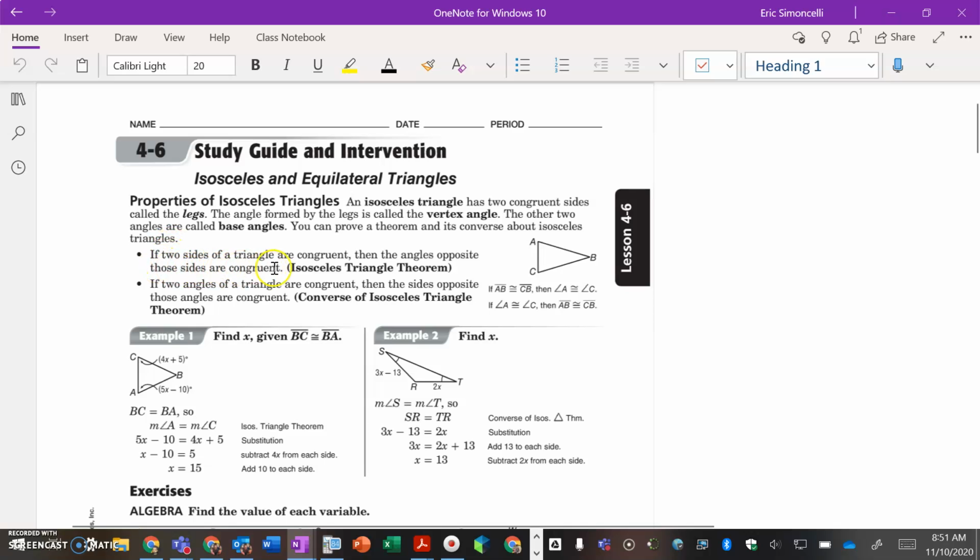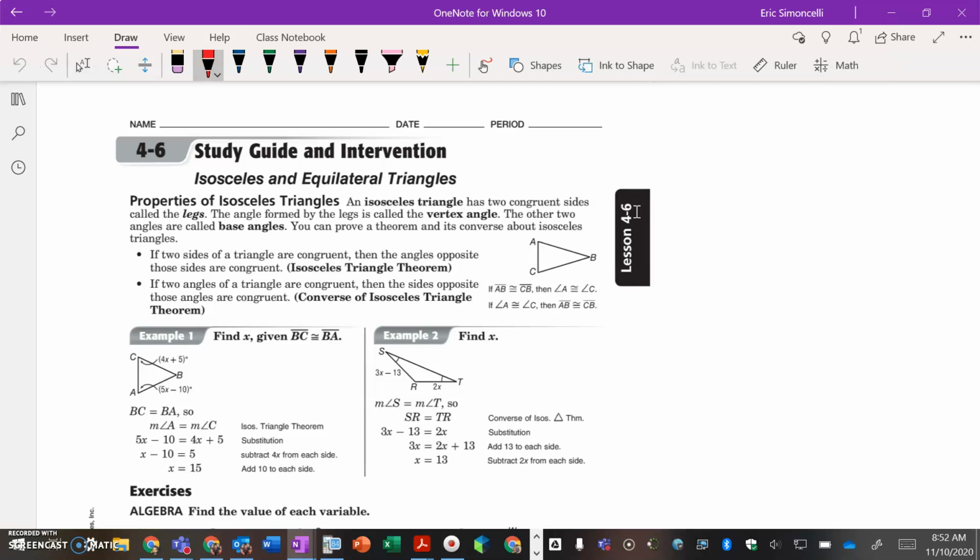If two sides of a triangle are congruent, then the angles opposite those sides are congruent. This is called the isosceles triangle theorem. And it is also true that in this particular picture, if we designate that AB is congruent to CB, and we mark the picture as such, then we can argue that the angles opposite those sides, angle A and angle C, are also congruent. But again, it's the hypothesis of sides being congruent and then the conclusion of angles.